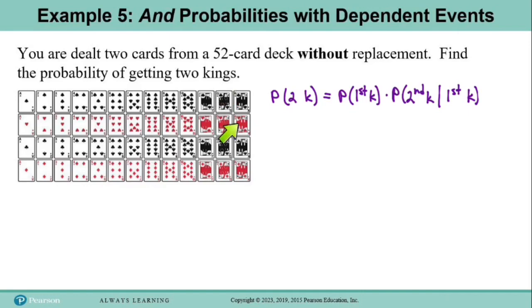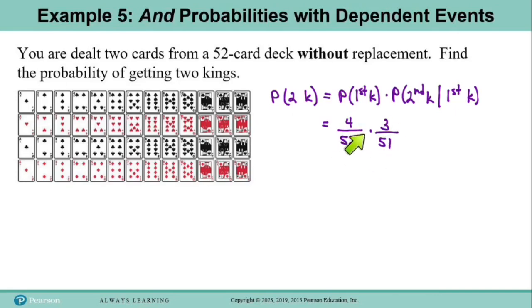Okay, now there are 4 cards in the deck that are kings, and there are 52 total cards, we know. So the probability of getting a king on the first draw would be 4 divided by 52. Now for the second card, we want to find the probability of getting another king, assuming that we already drew out a king. So if we drew one, then now we're down to 3 kings and 51 total cards. So now we're going to multiply by 3 divided by 51.